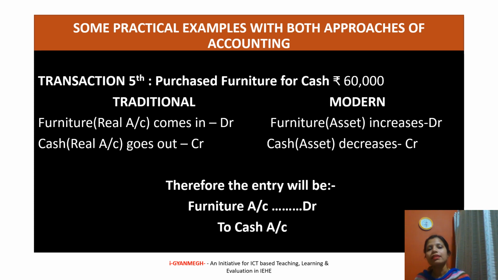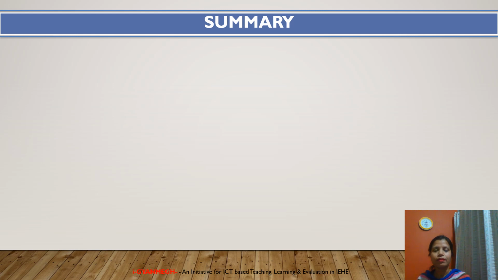Very simple. Then according to modern approach, furniture is increasing, that's why it will get debited. Cash is again an asset, it is decreasing, so it will get credited. Therefore, the entry will be furniture account debit to cash account. I hope listeners, now it is very clear to all of you how to debit and credit a particular account with the help of traditional and modern approach.